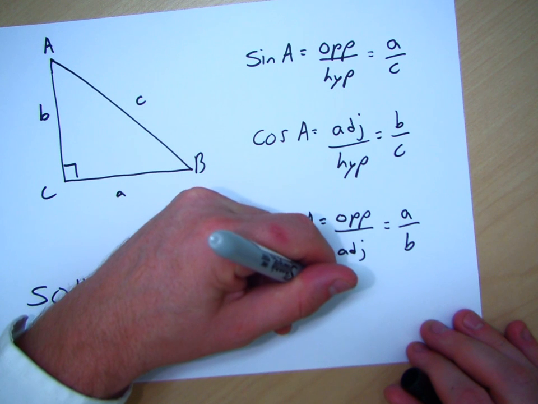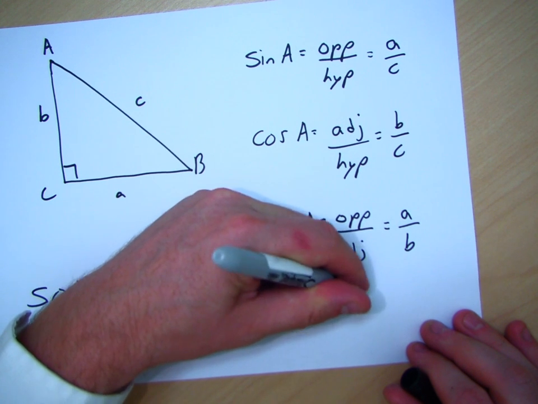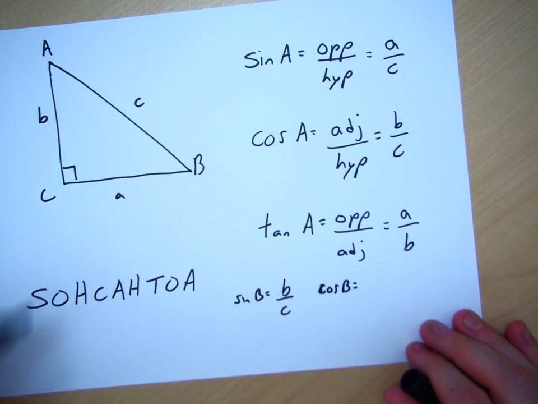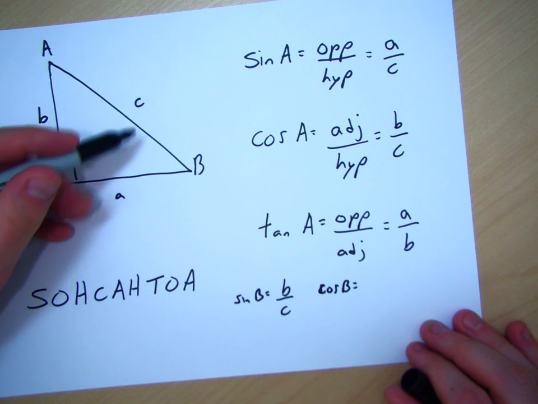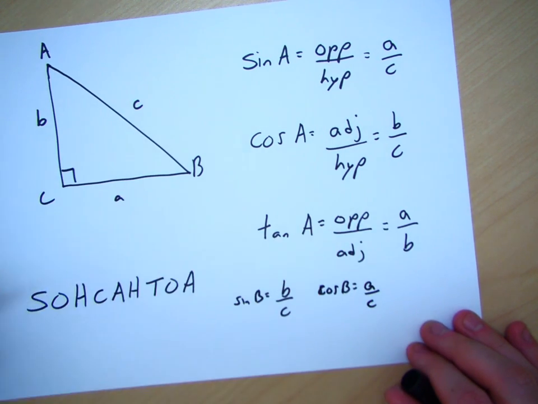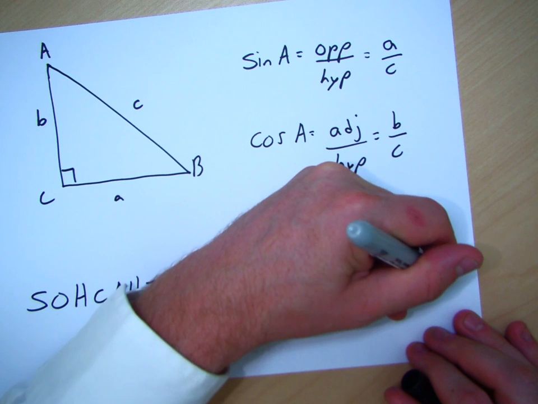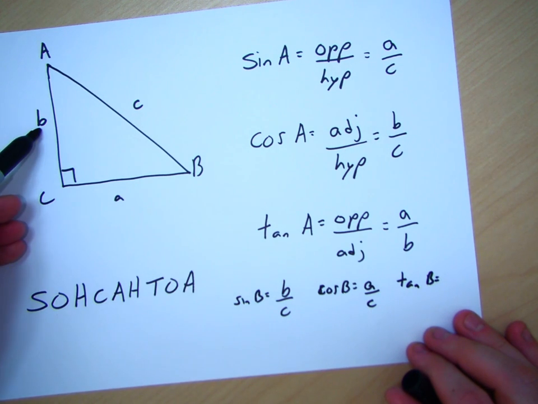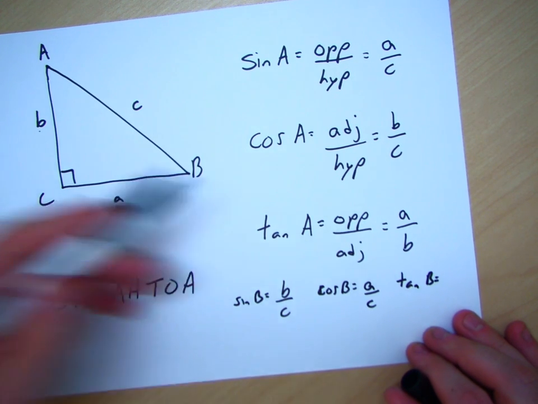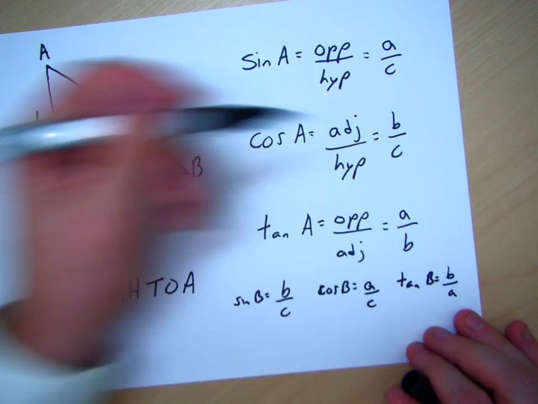If I'm talking about the cosine of B, it's going to be the adjacent over the hypotenuse. So in which case it'll be a over c. And of course the tan of B would equal opposite, which is b, over the adjacent, which is a. So you end up getting this.